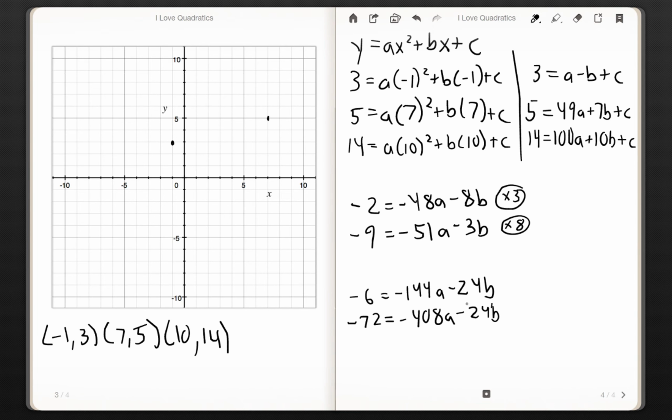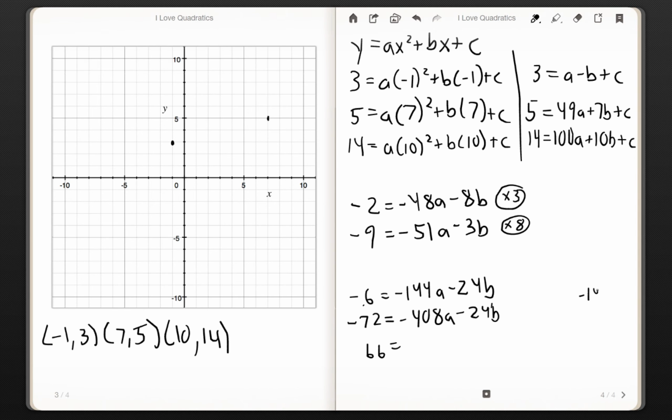Okay, so now we have negative 24b in both. So if we add them, we'll end up with negative 48. So what we want to do is subtract one from the other. So if we subtract the bottom from the top, we'll have negative 24 minus negative 24, which will be 0b. So the b's will disappear. So we are subtracting the bottom equation from the top equation. Negative 6 minus negative 72 is negative 6 plus 72. That's positive 66. And negative 144 plus 408.